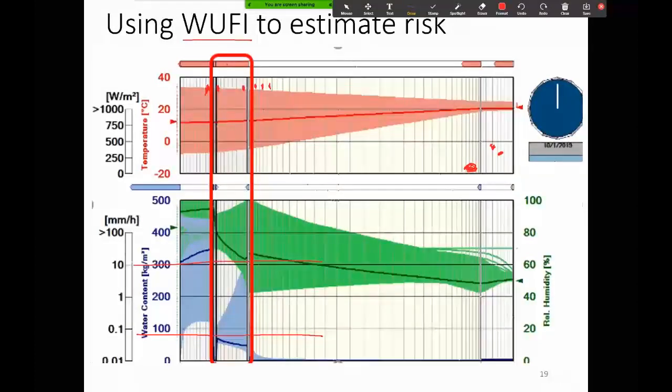And so this line right here, this dark red line, tells us where the temperature is across our envelope at any given time. And this shaded area tells us the history of where that temperature has been. Down here, we're looking at water content in kilograms per meter cubed.